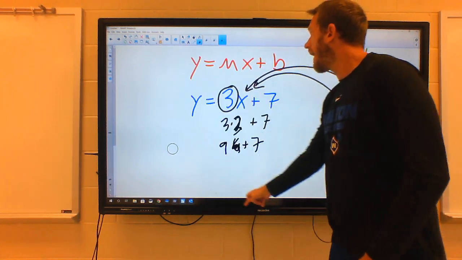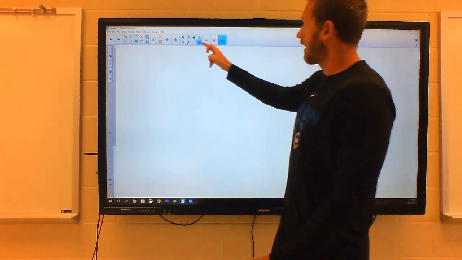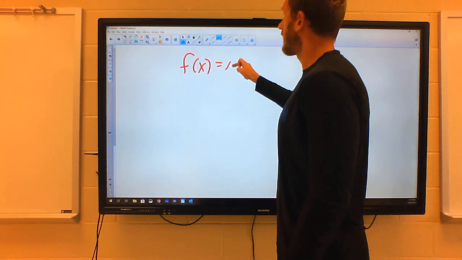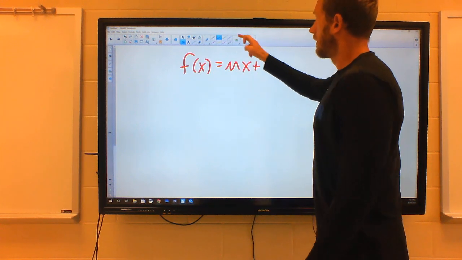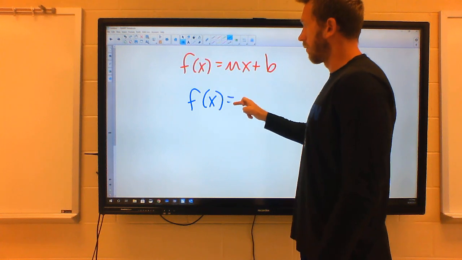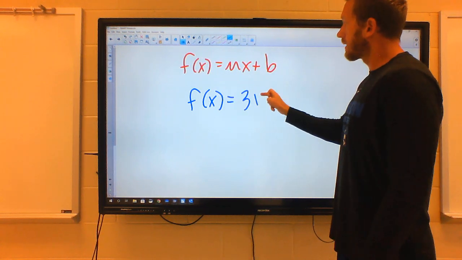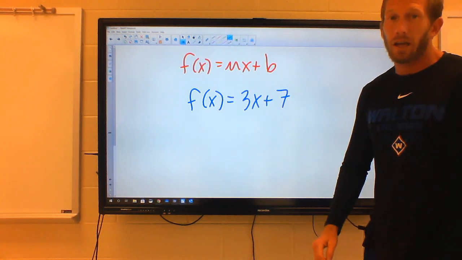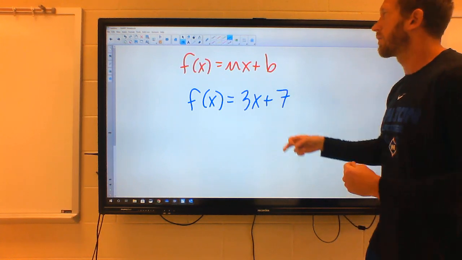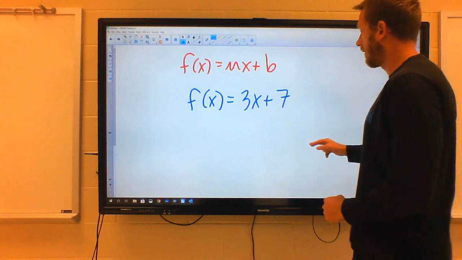How you're going to look at it now is in function notation. So f of x equals mx plus b. That same equation, f of x equals 3x plus 7. This is the same equation we just looked at. Like literally, if you rewind, it's the same function. It's still a linear function.